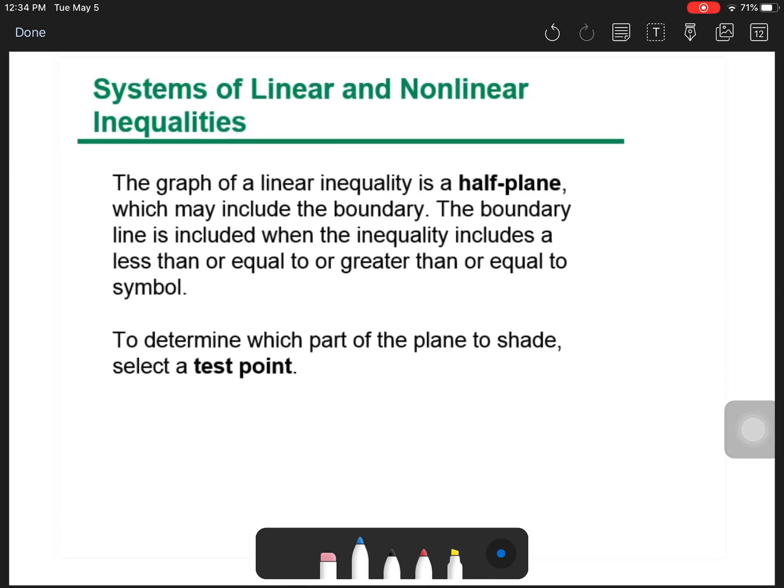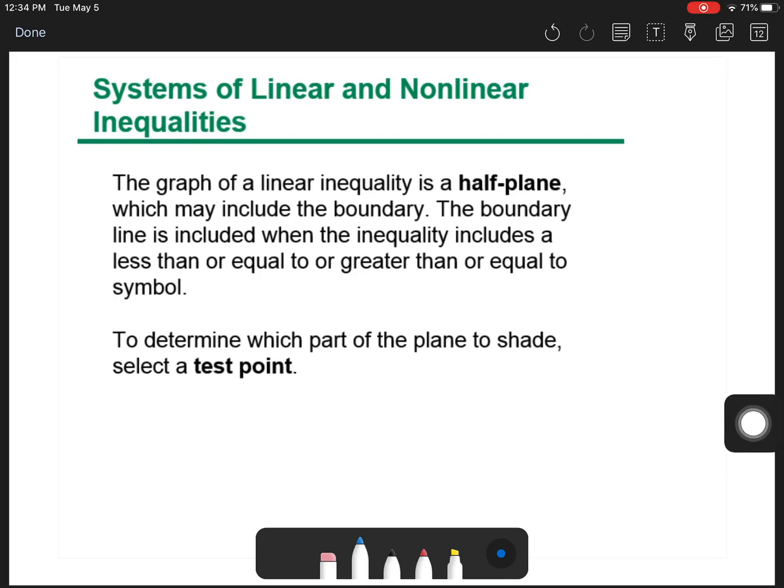So, systems of linear and nonlinear inequalities. The graph of a linear inequality is a half plane. You're going to have a boundary. The boundary is going to consist of the line, or if it's nonlinear, whatever that graph is. If it's a circle or a parabola, that's going to be your boundary. The solutions are going to be on one side or the other of that boundary. And to determine where that is, we'll select a test point.